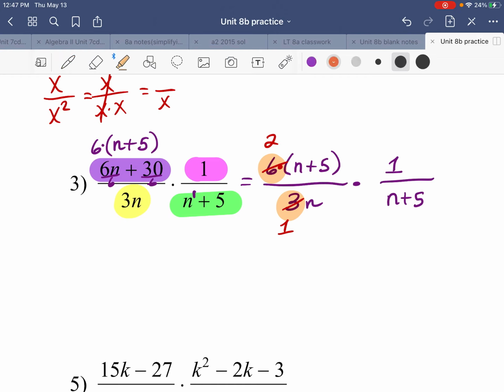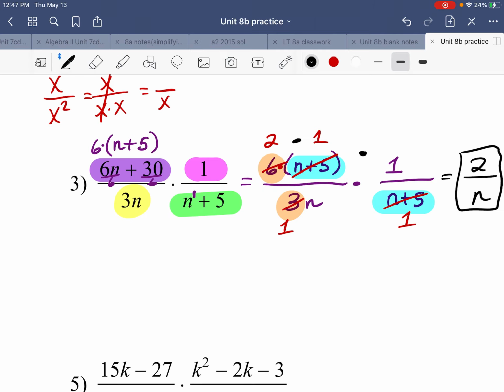We have an n plus 5 in the numerator. That is a binomial. Binomials have to be identical to simplify them. N plus 5 over n plus 5, that will be n plus 5 divided by n plus 5 is really 1. And then we only have 1 left in the numerator. That is not going to be able to reduce by anything. So our final answer is 2 times 1 times 1 is 2. 1 times n times 1 is n. There's your final answer, 2 over n.